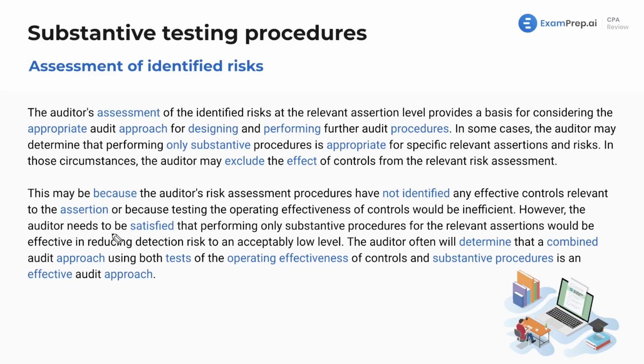However, the auditor needs to be satisfied that performing only substantive procedures for the relevant assertions would be effective in reducing detection risk to an acceptably low level. Use your professional judgment. If you think that doing substantive procedures alone is fine, then you're good to go with that. The auditor often will determine that a combined audit approach using both of these is an effective approach. Really just talking about here, how are we going to assess what we're going to use depends on you.